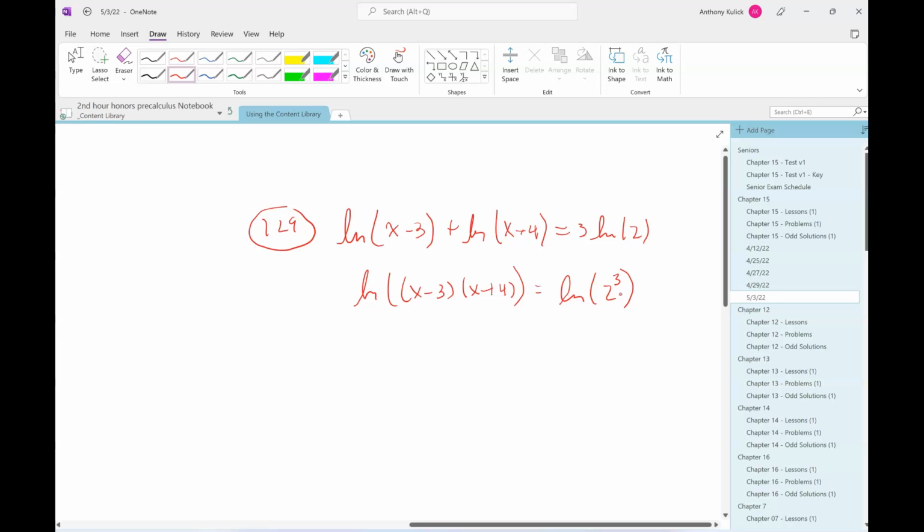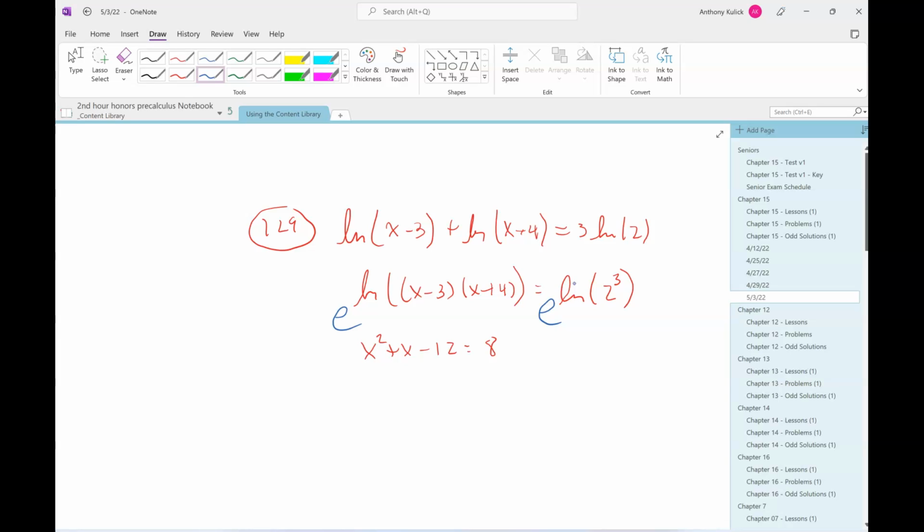All right. At this point, since I have one log on each side only, I can use the one-to-one property and just kind of drop the logarithms. If you want to think about it as exponent base e to both sides, same thing happens. Either way, thinking about it is okay. But that's just using the one-to-one property that we mentioned at the very start yesterday.